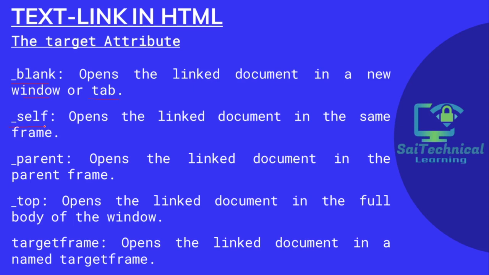Similarly, if the target equals _self, then it opens the linked document in the same frame. Similarly, _parent opens the linked document in the parent frame. When we use _top as a target, it opens the linked document in the full body of the window. And when we use a target frame name, it opens the linked document in the named target frame. So whatever name we have provided, it opens in that particular target frame.